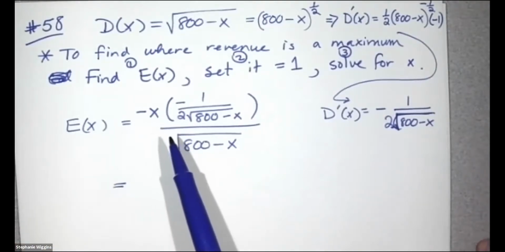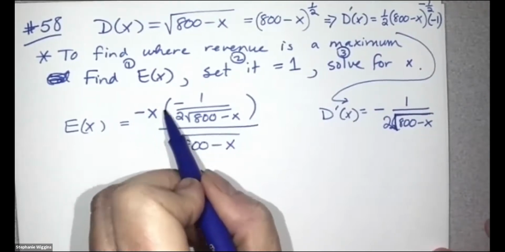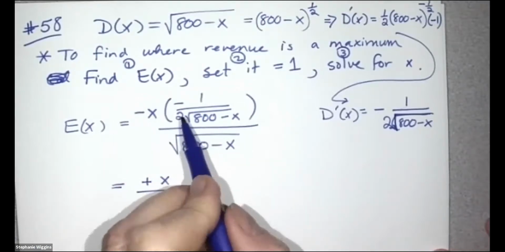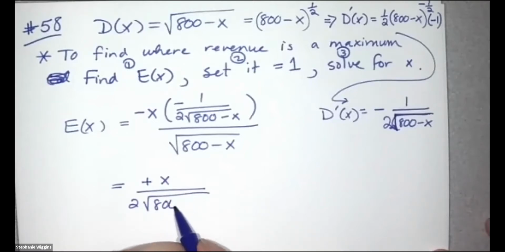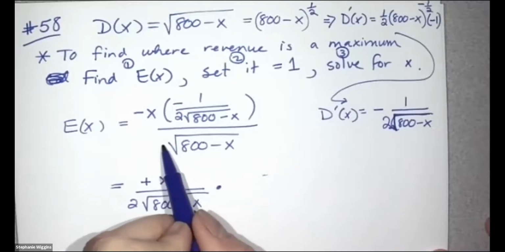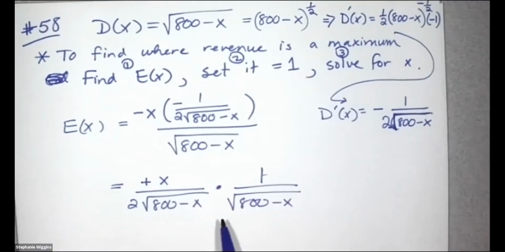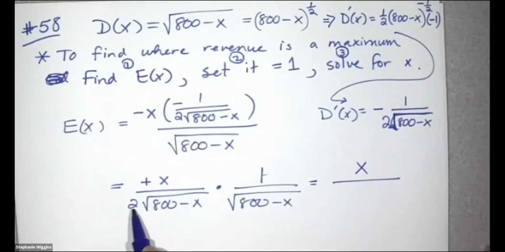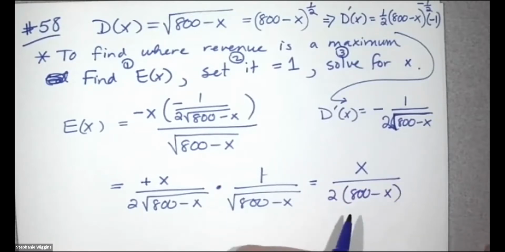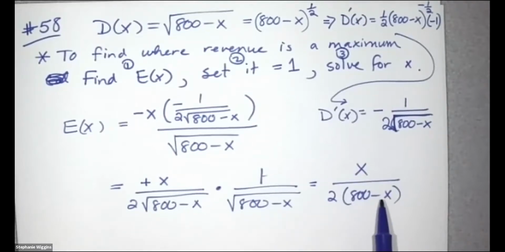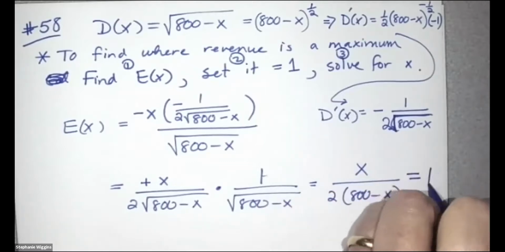So basically I've got minus x times negative 1 is just going to be positive x. That's in the numerator. Then in the denominator, I have the 2 square root of 800 minus x, and then this thing is in the denominator, so I'm going to multiply by 1 over the square root of 800 minus x. Now we have 2 square roots of the same thing, so that is just going to be x over 2 times 800 minus x, right? Because square root of 2 times square root of 2 is 2, square root of 5 times square root of 5 is 5. So square root of 800 minus x times the square root of 800 minus x is just 800 minus x. See that? And now we can set it equal to 1.